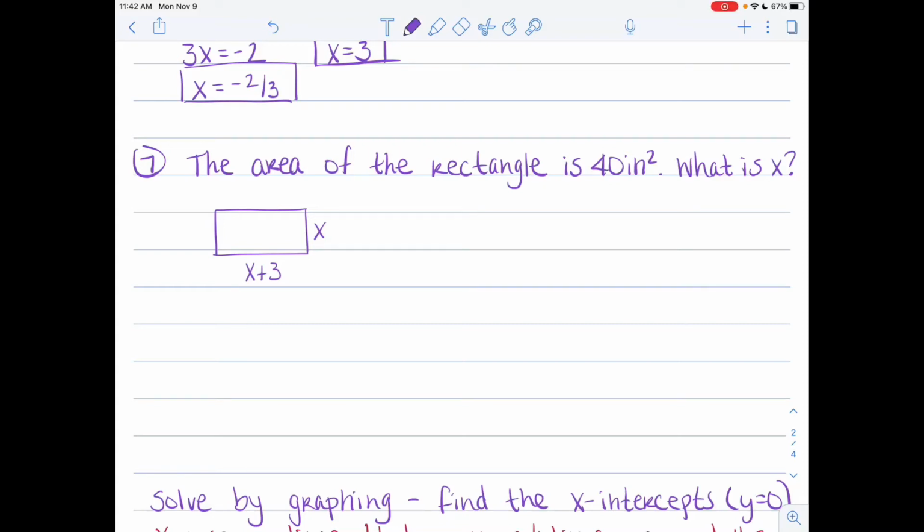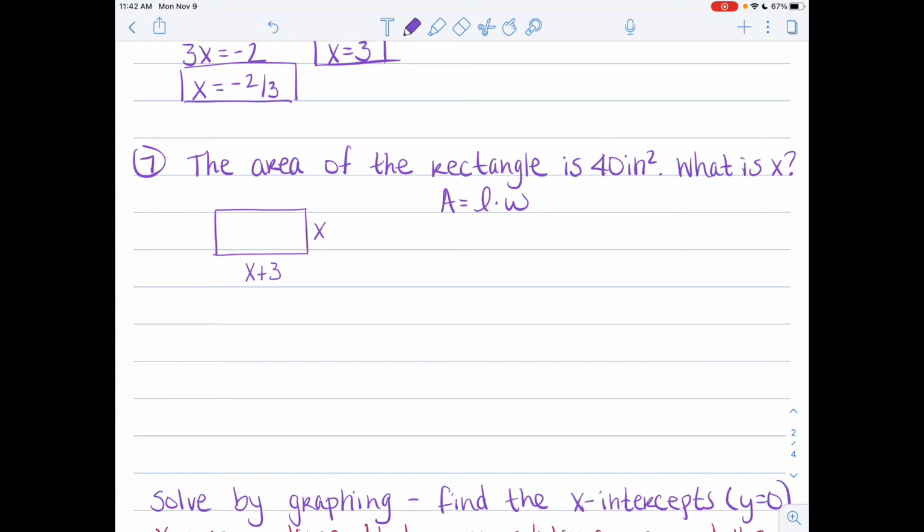Let's look at a real world problem. This says that the area of a rectangle is 40 inches squared, and we want to find what x is. So we know that the area of a rectangle, A, is equal to length times width, or you might have learned it as base times height, either way.